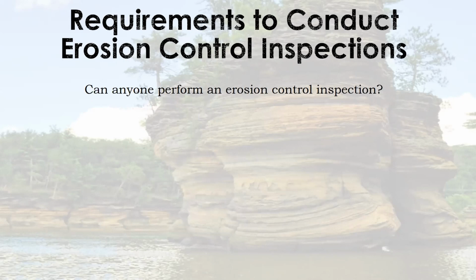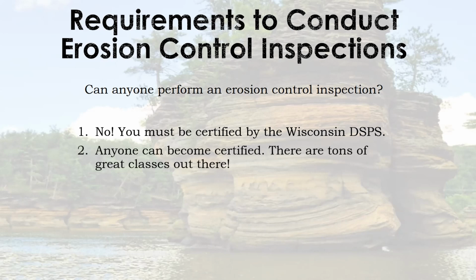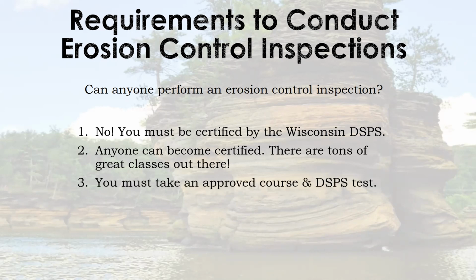So can anyone do an erosion control inspection? Technically, you could, but you must be certified by the Wisconsin DSPS. So that's the first step that you have to do. You could go out with one of your building inspectors and technically do one under their building permit, but you're going to want to have someone that's certified. Anyone can become certified, and there's a ton of great classes out there, so you don't really need to worry about taking some advanced class. It must be approved by the DSPS.